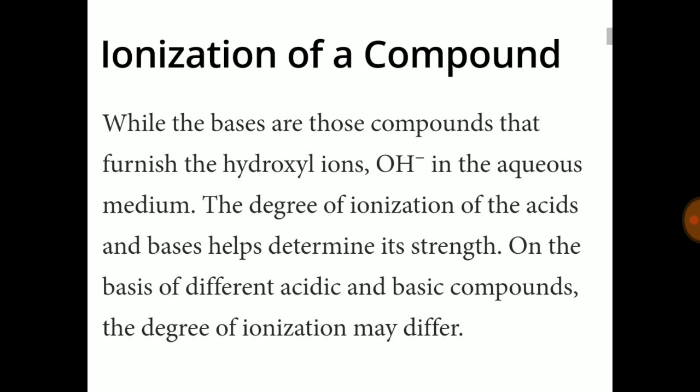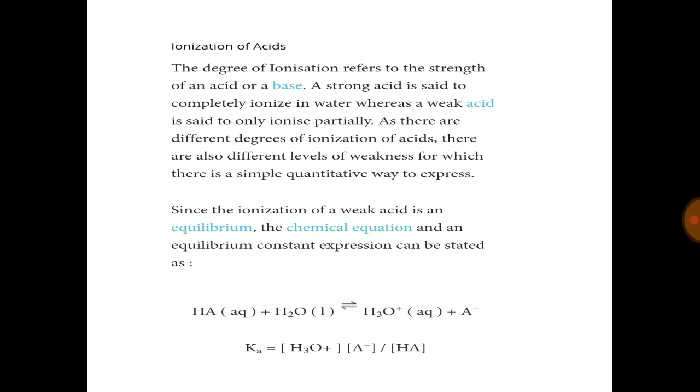The degree of ionization of acids and bases helps us to determine the strength. On the basis of this ionization, for different acids and basic compounds, the degree of ionization may differ. Ionization of acids produces these hydrogen ions. The degree of ionization refers to the strength of an acid or base.